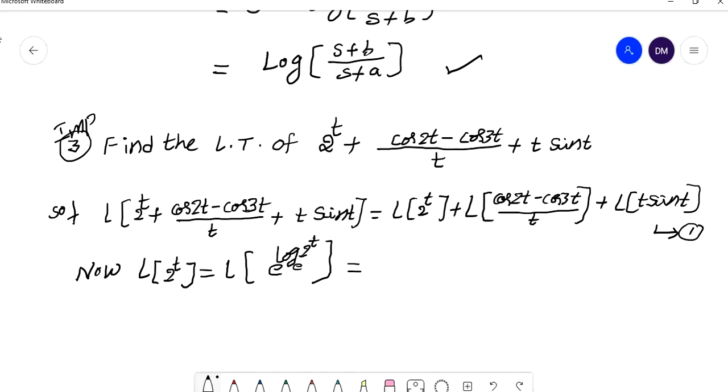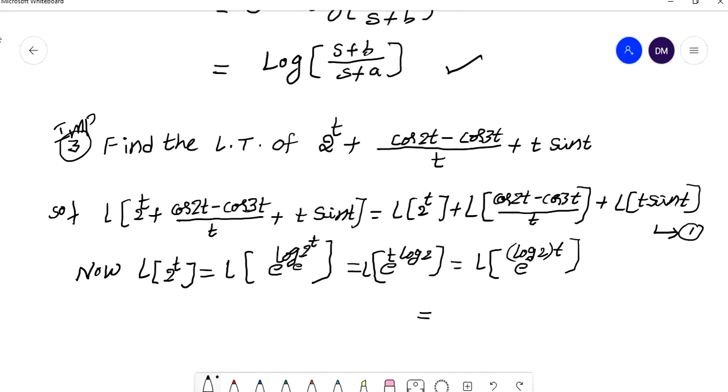So this is equal to L of e power log of 2 power t. This is in the form log x power n, which can be written as n into log x, so here it is t into log 2. So this is L of e power t log 2, and a into b can be written as b into a, so I write it as e power log 2 into t.